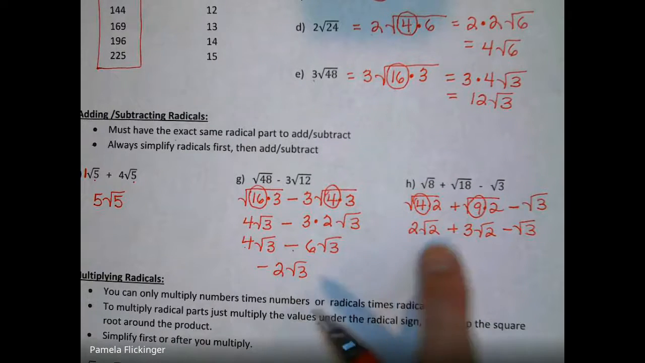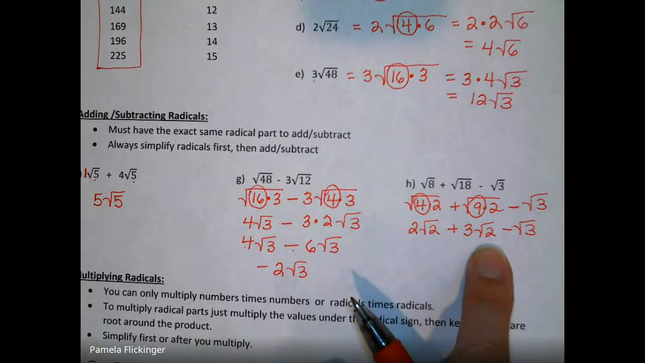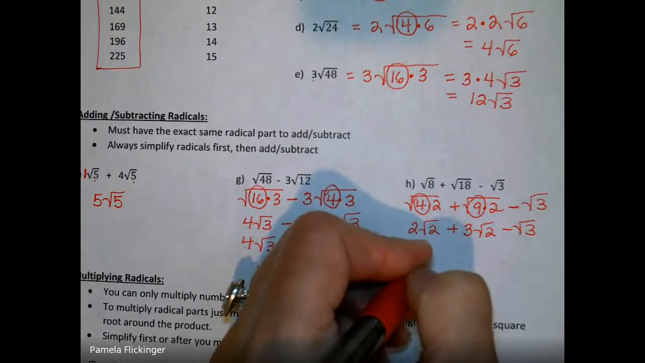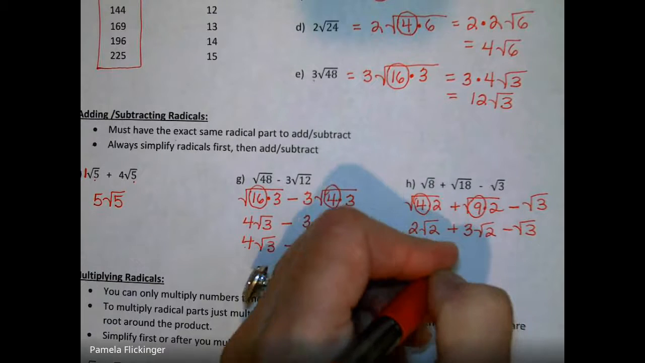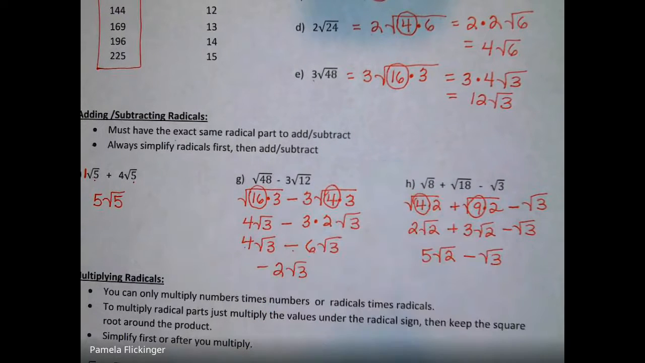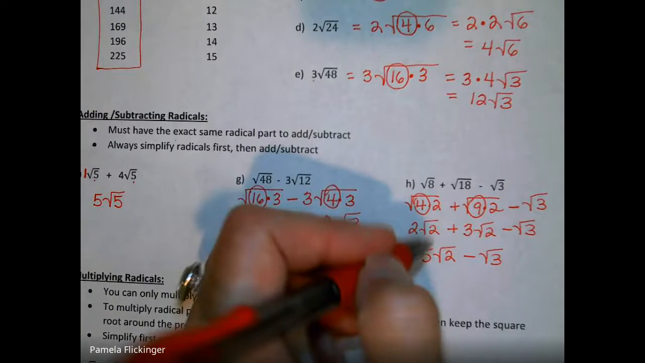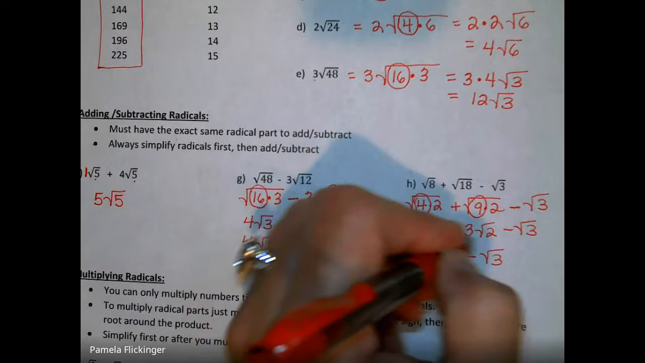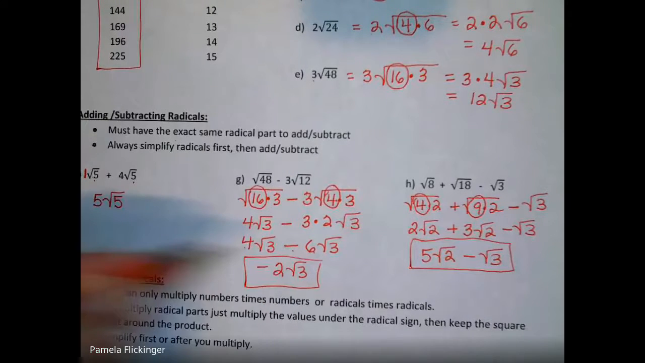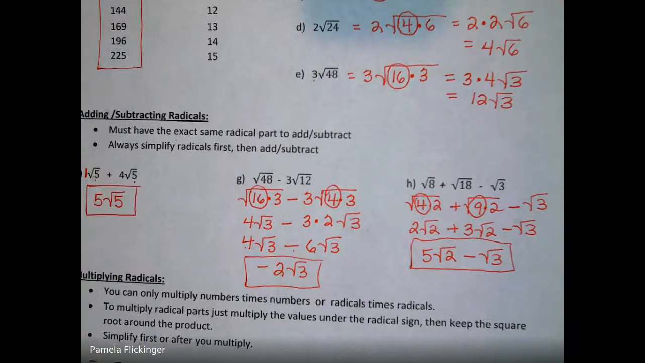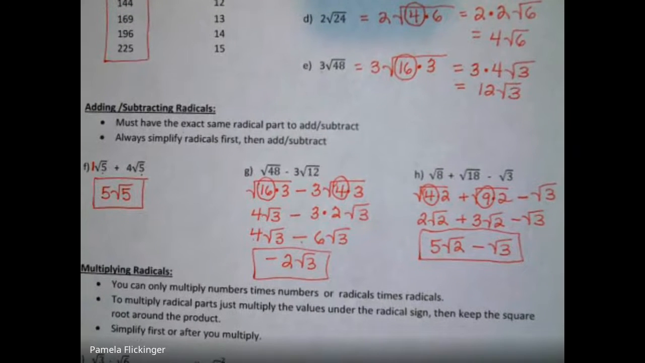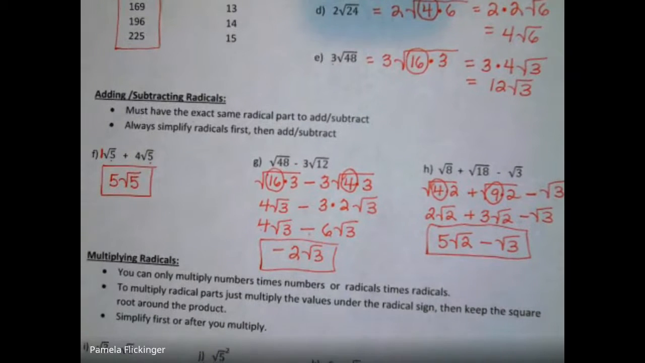Now that they're all simplified, remember, you can only add ones that have the same radical part. So the only things I can combine is the 2 root 2 with the 3 root 2. So that's a total of 5 square roots of 2, and then I just put the minus square root of 3 behind it. This would be our final answer. Again, we won't be doing too much with adding and subtracting. That's not really a skill that we need for our next unit. But I didn't want to leave it out, and it would be good practice still simplifying.